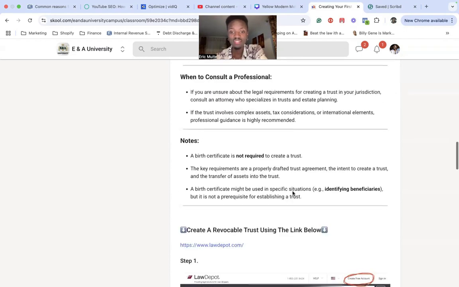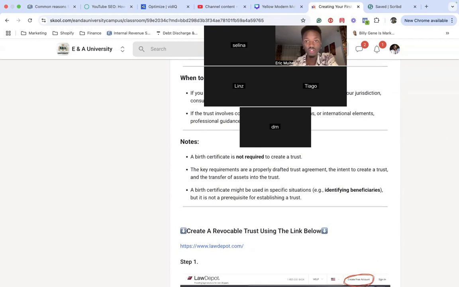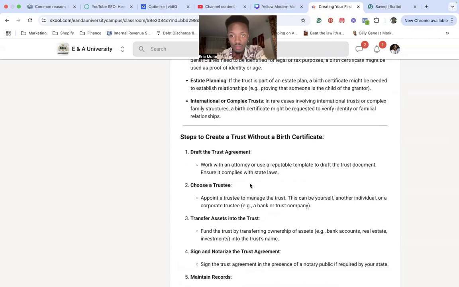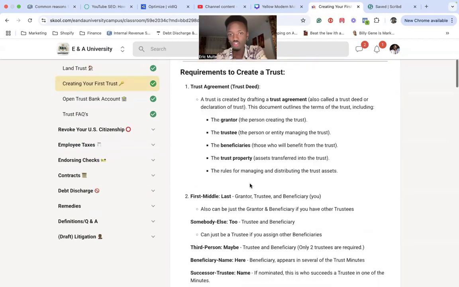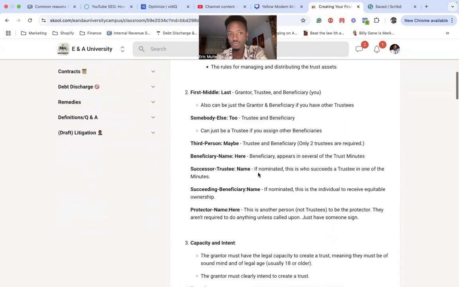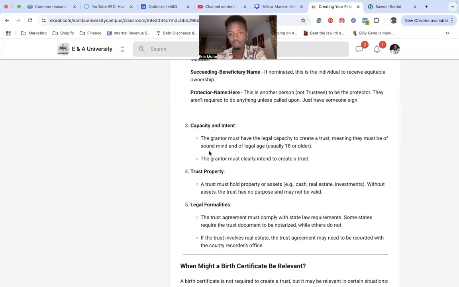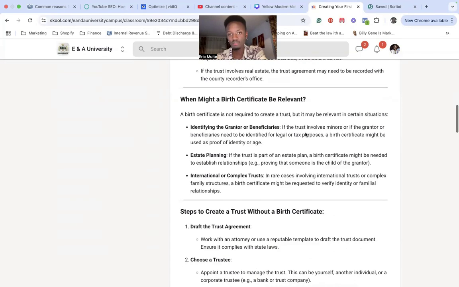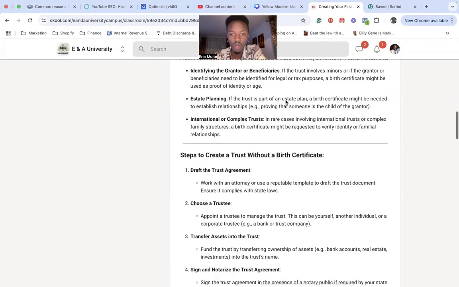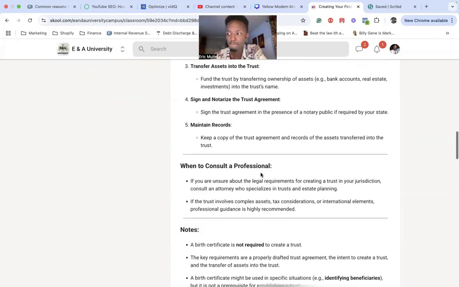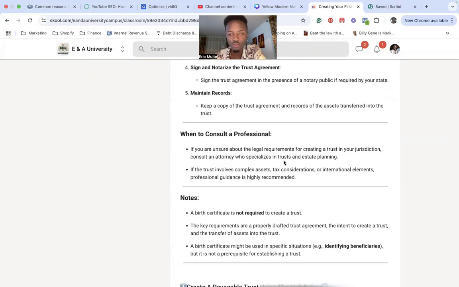Now that we went over the boring stuff, I'm going to show you step by step how you're going to create your trust. Here in the beginning, guys, I'm just going over the basics, a general overview. You're going to go to the create your first trust tab, and I basically just go over the specifics and formalities. You don't need a birth certificate to do this, guys. It's not required. You only need an ID when you're going to get a notary. That's it. You can use a driver's license or a passport, whatever you decide to get a notary.